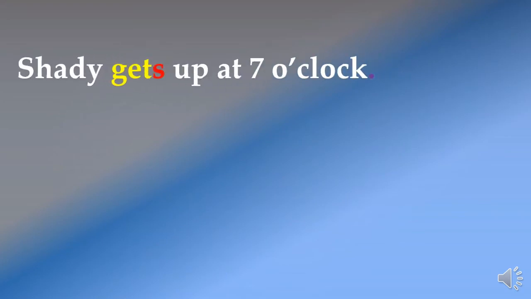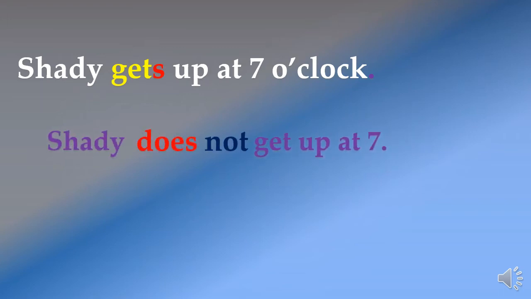But if we have a sentence like Shadi gets up at 7 o'clock, at this time we can change it into the negative by using doesn't. Shadi doesn't get up at 7.